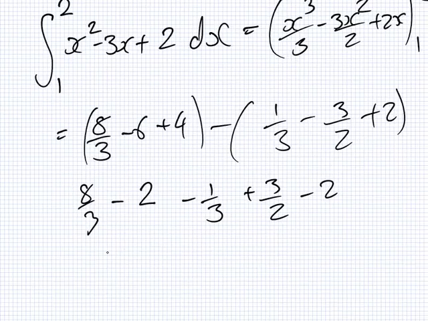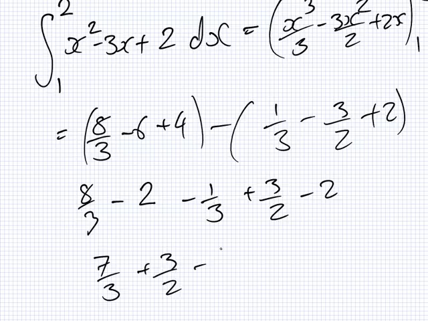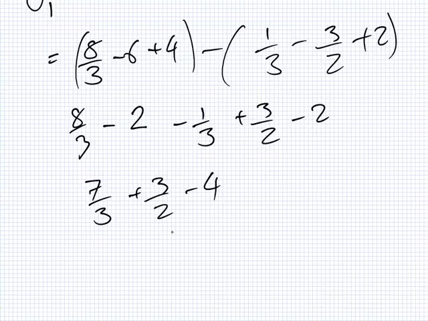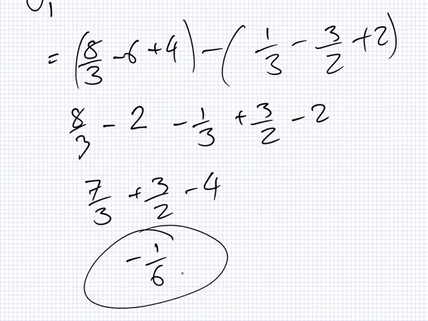So this will be, let's see, 8 over 3 minus 1 over 3 is 7 over 3, plus 3 over 2, minus 4. I suppose I could just use a calculator. But okay, fine. What is it? Minus 1 over 6. Now, this is a bit odd because we have a negative here.